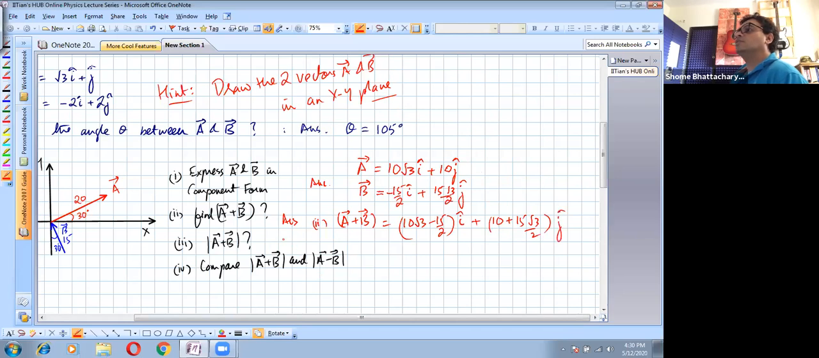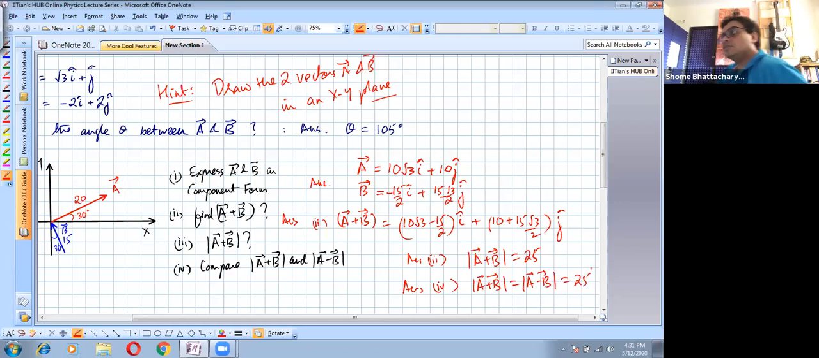Then the answer for the third part should come out to be 25 when you work it out. And the answer for the fourth part should come out to be: magnitude of A plus B is actually equal to magnitude of A minus B. It's equal to 20. So I'll show you the full solution of this also. Oh, sorry, it's correct. It's perfect.